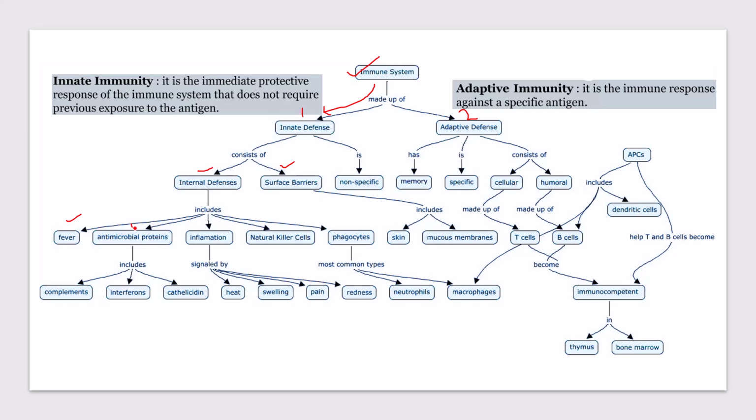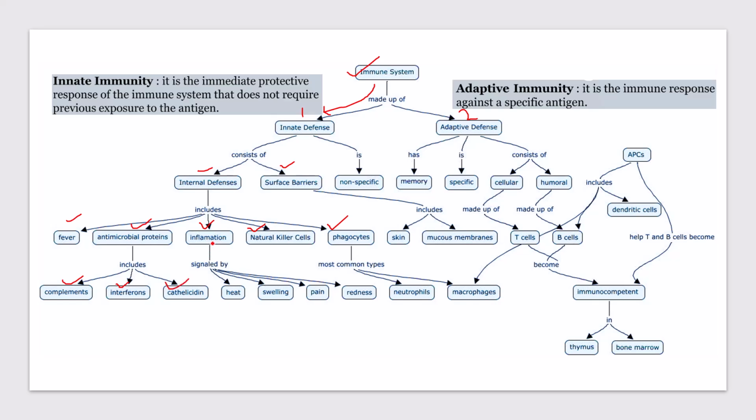Second, antimicrobial protein, inflammations, and natural killer cells and phagocytes. So these are the defense systems which work internally in an innate defense. Fine. Now let's focus one by one on the antimicrobial protein. Antimicrobial protein includes the complement systems, interferons, and cathelicidin.